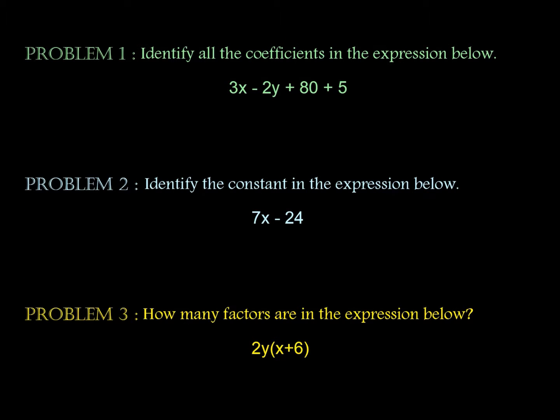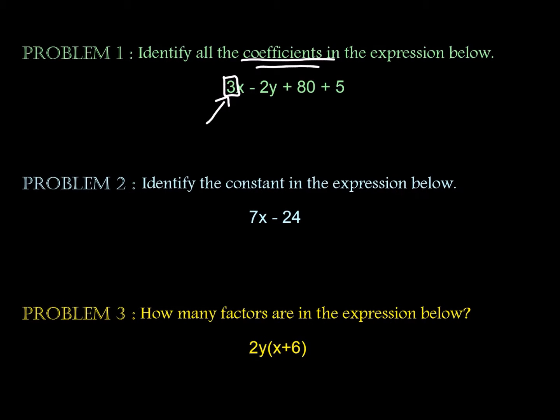Problem number 1. Identify all the coefficients in the expression below. Remember that the definition of coefficient was a number that is multiplied by a variable. So in this expression, we have a 3 that's being multiplied by an x. And then we also have this negative 2 right here, which is being multiplied by a y.